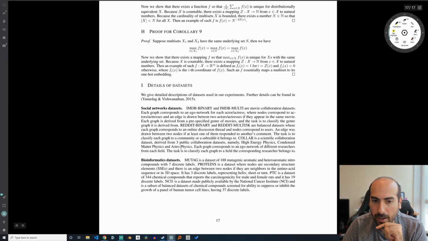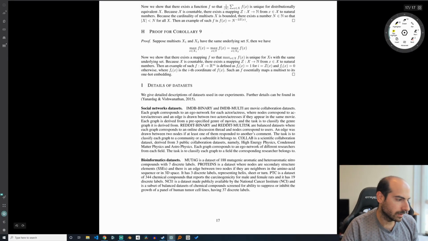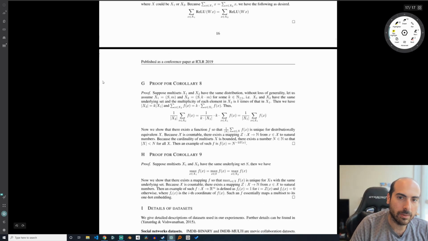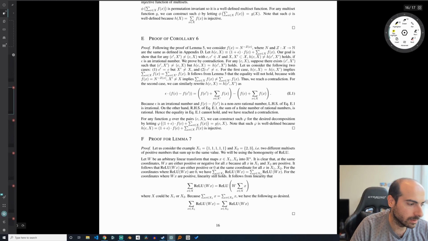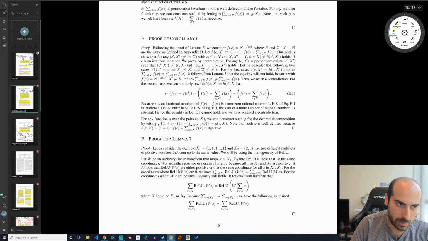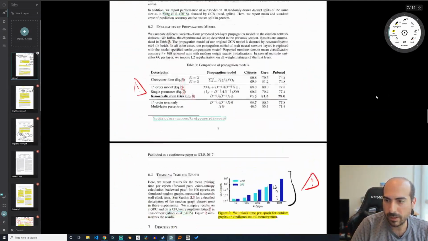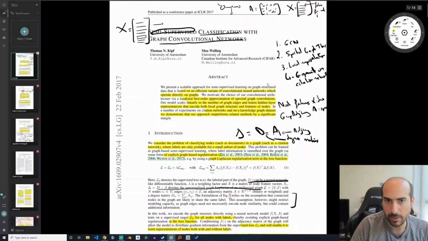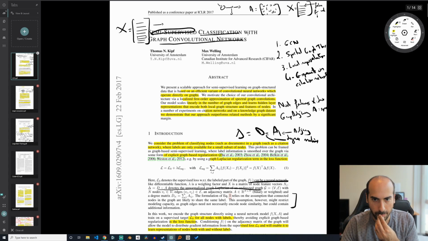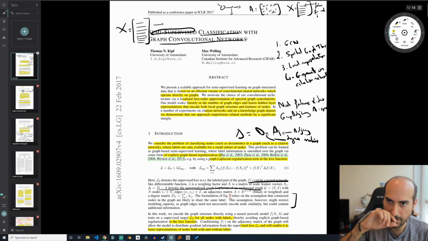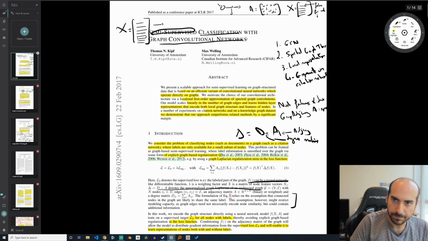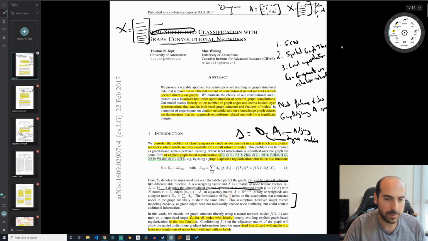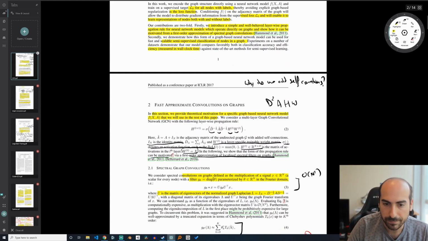Okay, so I think we're done. So basically, the main thing I wanted to discuss, and I think a good high level summary of both of these papers, is this. In the case of graph convolutional neural networks, what you're essentially doing is at every node, you're building some sort of local representation of it.